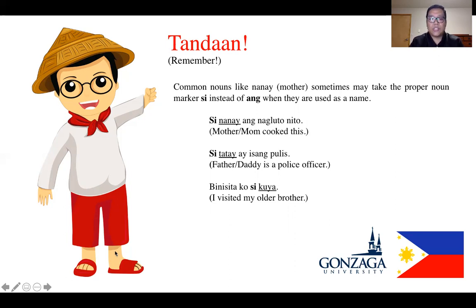Okay? So you say, si nanay ang nagluto nito. You do not say ang nanay ang nagluto nito. You don't say the mother cooked this. Okay? So if you're referring to a specific person, a definite person, you use si. Si nanay ang nagluto nito, or mother or mom cooked this. Si tatay ay isang police. Father or daddy is a police officer. Binisita ko si kuya. I visited my older brother. Okay?